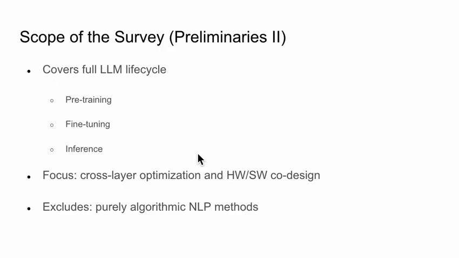The authors defined the scope of their survey as the complete life cycle of large language models: pre-training, fine-tuning, and inference. They specifically focus on the methods that connect software and hardware consideration, rather than purely algorithmic advances in NLP. The paper groups related work according to where optimization happens, like training frameworks, acceleration design, and system-level inference deployment.